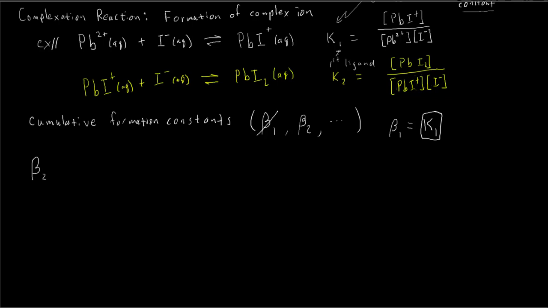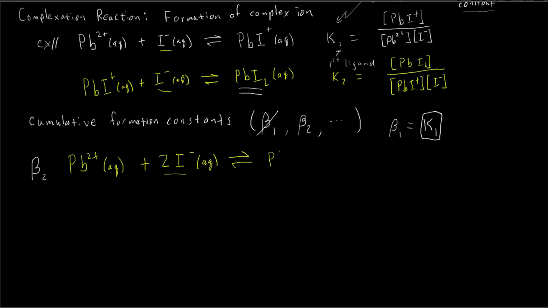Let's think about that. So we would still be forming this chemical species up here, the PbI2, and so that reaction is going to start out with our lead 2+. What we're going to do with the cumulative formation constant is go ahead and add both iodides in one shot. So that's the difference between cumulative and stepwise. Stepwise, we add one iodide at a time. Cumulative, we add them all at once. So they accumulate sort of all at once.